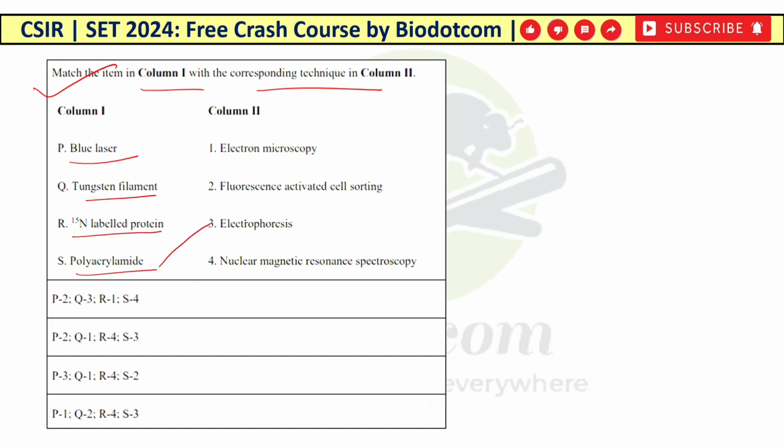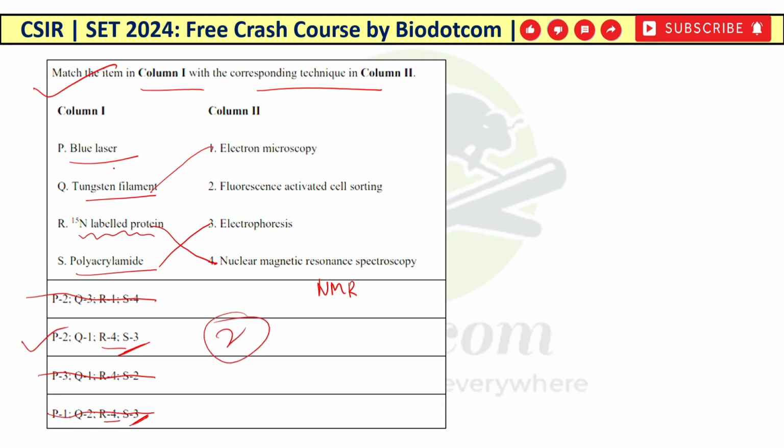That is, S with 3. Where is S with 3 visible? S with 3 is visible here and here, so this option is eliminated, and this option is eliminated. Now this N-label protein is for nuclear magnetic resonance spectroscopy, NMR spectroscopy. So R matches with 4, and R with 4 is given in both. Now this tungsten filament is used in electron microscopy. Where is Q's first? Only in this one, so this option is also eliminated, and the answer comes out in the second.